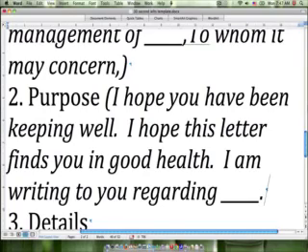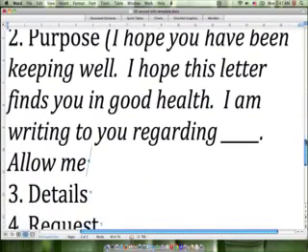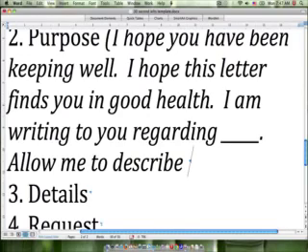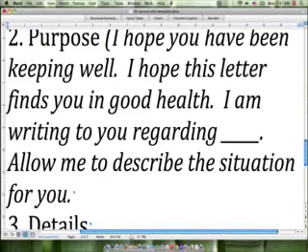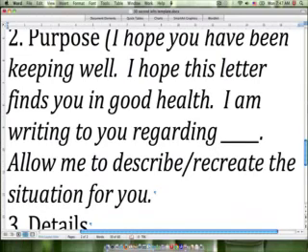Okay, now following this, we might include some kind of sentence, such as, "Allow me to describe the situation for you." Now the verb describe, you can change that to "Allow me to perhaps recreate the situation for you."